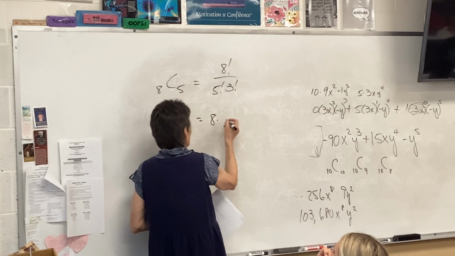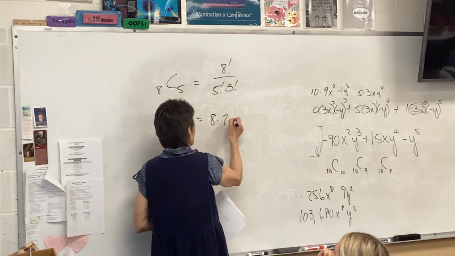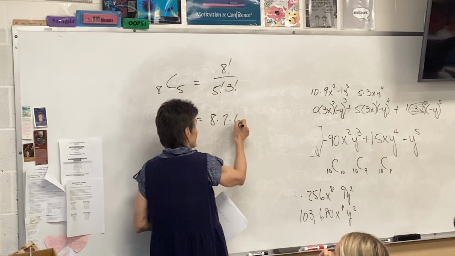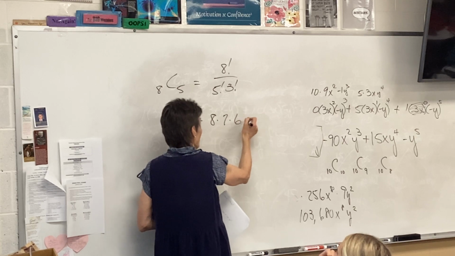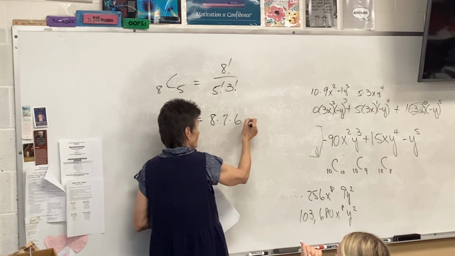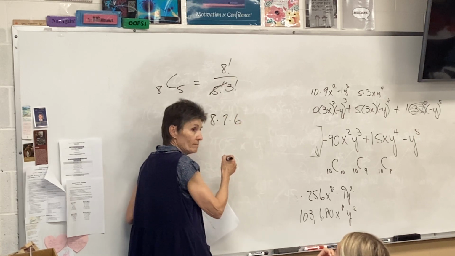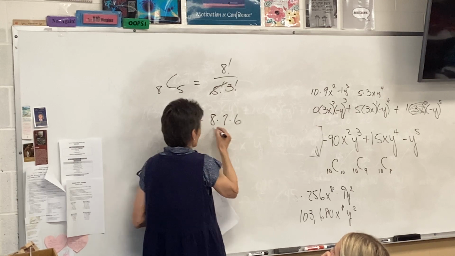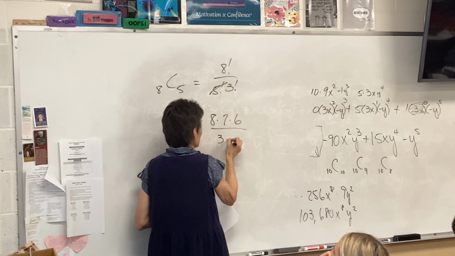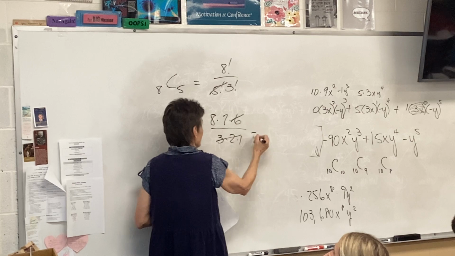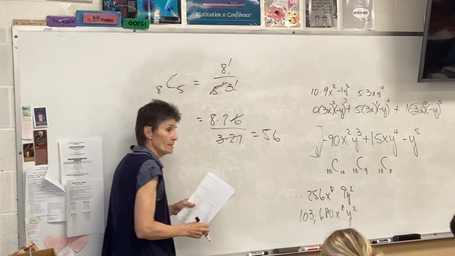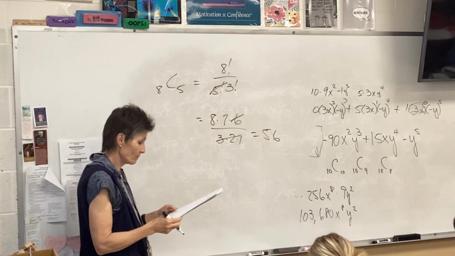So then you've got to write out 8 times 7 times 6. And what happens after 6? Just cancel it. You get 5, 4, 3, 2, 1. You still have 3 times 2 times 1, which is 6. So the answer is 56. I feel like we've done that one before.